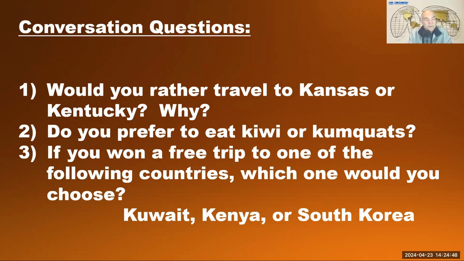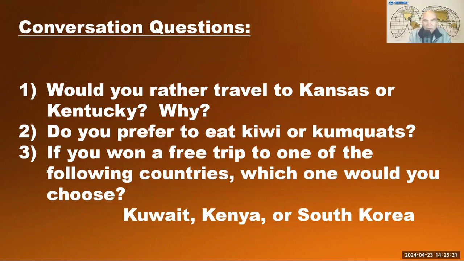All right. And then finally, number three, if you won a free trip, okay, free trip, all expenses paid, you don't pay anything. You don't pay for the cost of the flight. You don't pay for the cost of the hotel or lodging, or you don't pay for anything. And you don't miss any pay from work either. All expenses are paid. Okay.